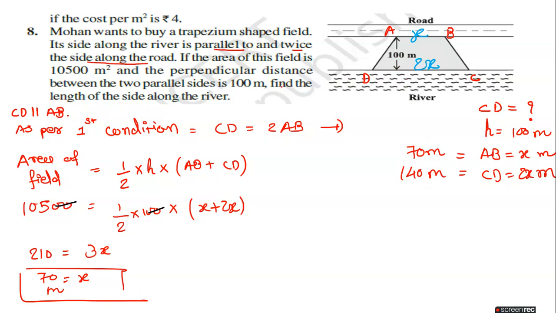We have to find, it is written here, see, find the length of the side along the river. This is the river side. Okay, so that is 140 meter. So your answer is, you have to write properly, you have to write in statement format. That side along the river is 140 meter.